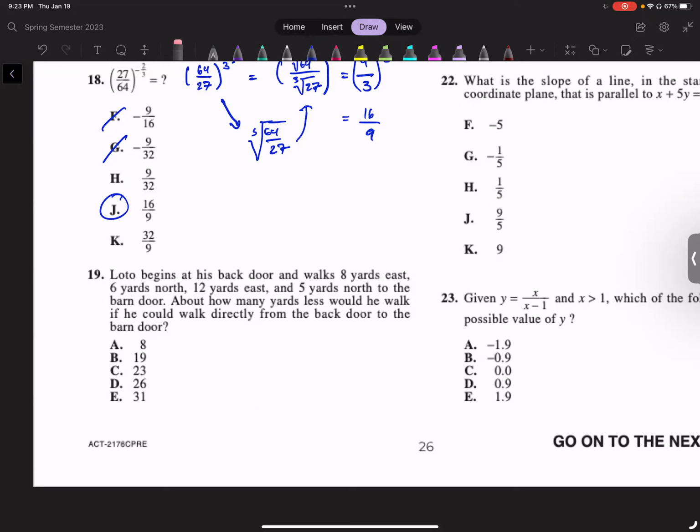So drawing his situation, I would say his barn door is here at 0, 0. If he walks 8 yards east, that's 8. 6 yards north, so 6. Then 12 yards east, and then 5 more yards. Really, I can construct this as one triangle with the length here to here as 8 plus 12, which gets me 20. And up here, 5 plus 6, which gets me 11. So I have this right triangle, and I want to find this hypotenuse.